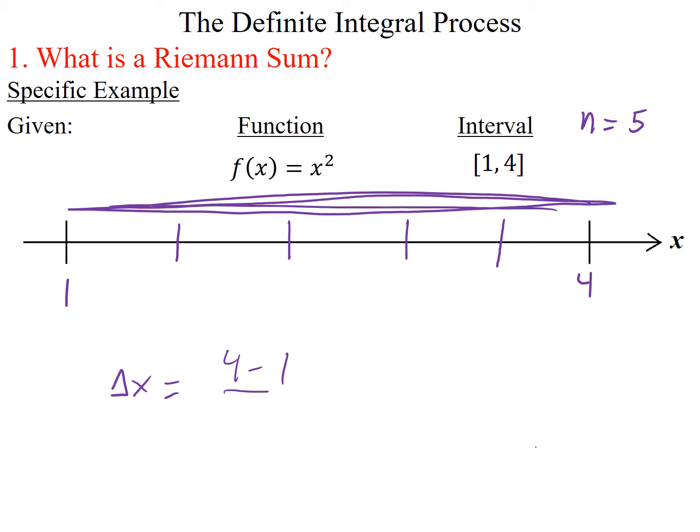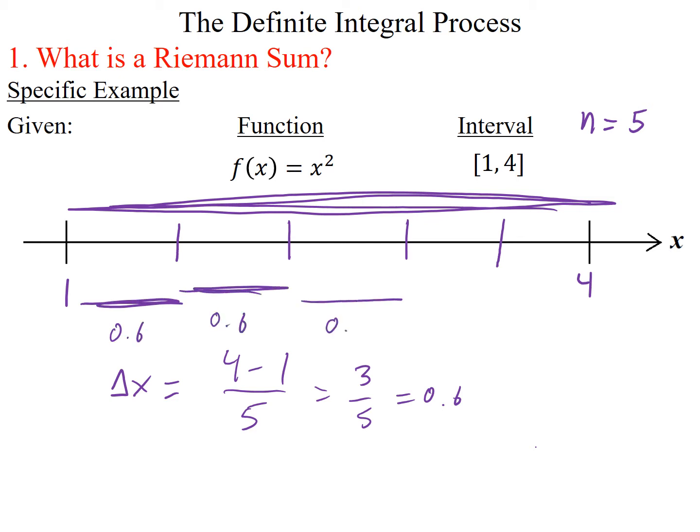In this case, we have 5. So it's 3 over 5, which is 0.6. That means the length of this one is 0.6, the length of this one, 0.6, the length of each one, 0.6. Makes sense. If you add 0.6 five times, you're going to get 3, which is what you need because the whole distance has to be 3 here.